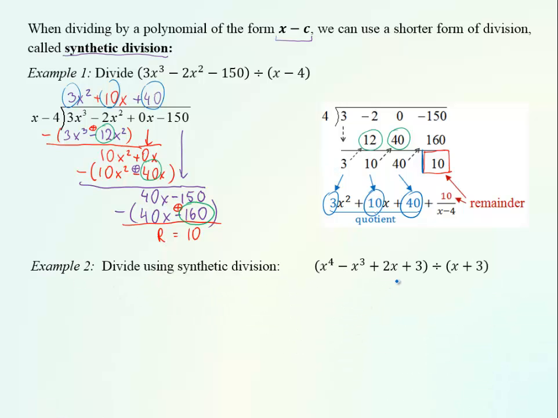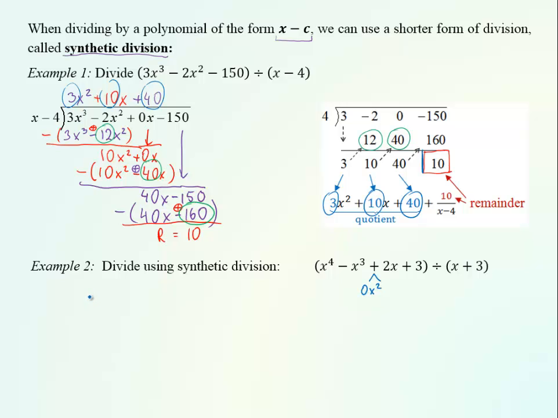Okay, let's practice one example. We can use synthetic division. First, we are listing all the coefficients, except that there is a missing term, which is x squared. So we have really 0x squared here, which needs to be indicated.